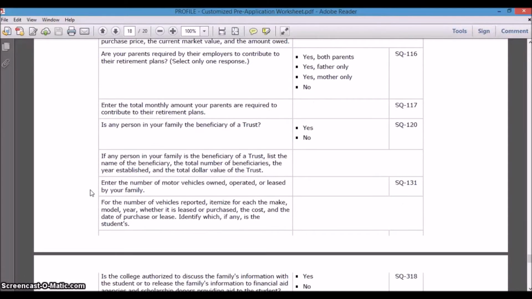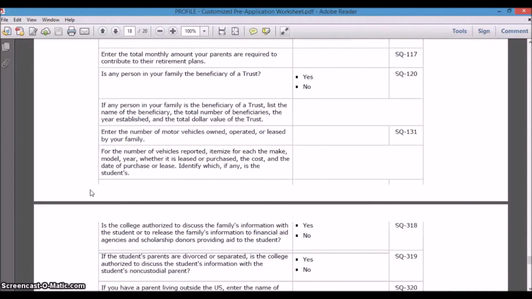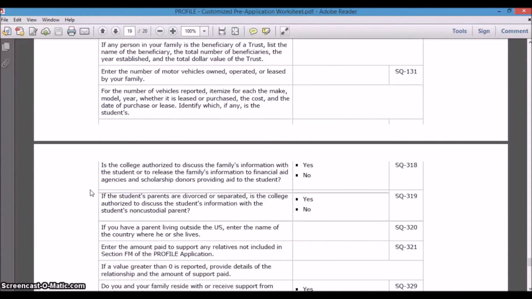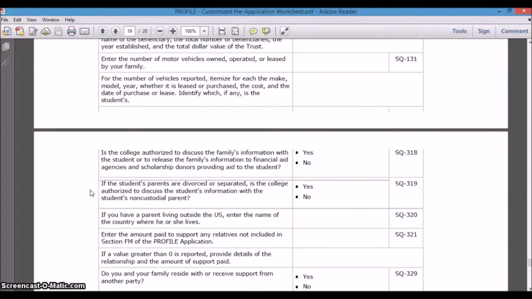instructions on these. But most of them would not be applicable until you get to the point of the motor vehicles that you own. If you own any cars, just list how many cars you own and the amount of money you pay for the maintenance of the cars.